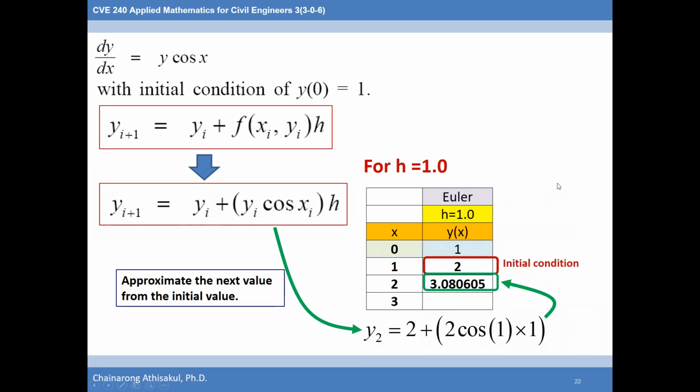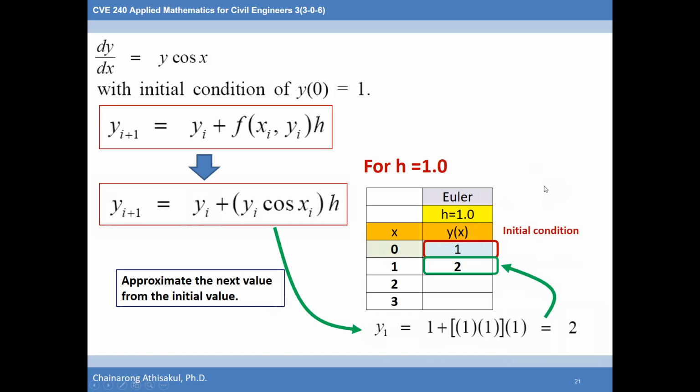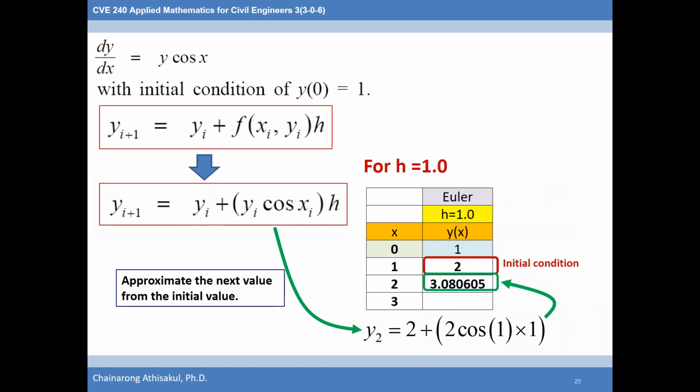So, the previous time, we used the initial value problem to determine the second step, that is at x equal to 1. After we know the value at x equal to 1, when h is equal to 1, we will have y equal to 2. Now we have to believe that this value should be the correct one, and we change it to be the initial condition for the next step.